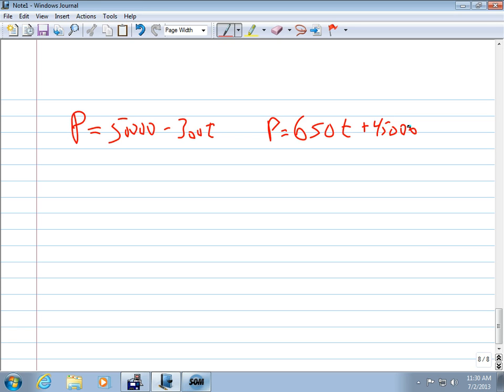How do I find out when they have the same population and what that population is? How do I find the point of intersection T comma P where they meet? You know how to do this algebraically. How do you find points of intersection? At that point of intersection, they have the same population, right? So if the populations are equal, set them equal to each other and solve for T. Okay, so let's see, 50,000 minus 300T equals 650T plus 45,000. So how do you solve for T algebraically?